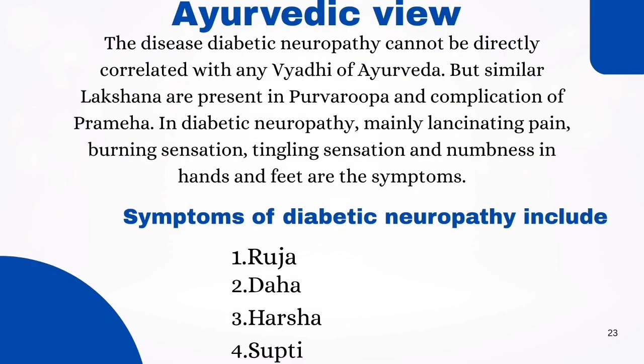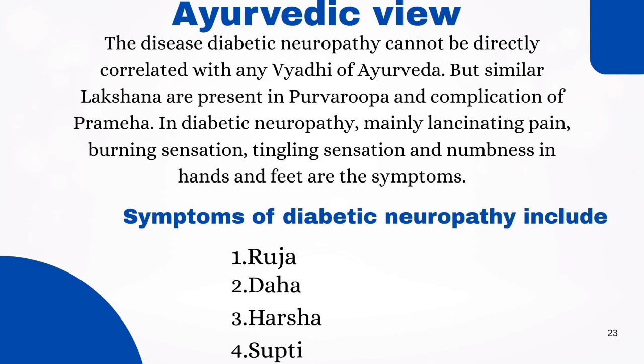Ayurvedic view. The disease diabetic neuropathy cannot be directly correlated with any Vyadhi of Ayurveda, but similar lakshanas are present in Purvarupa and complications of Prameha. In diabetic neuropathy, mainly lancinating pain, burning sensation, tingling sensation, and numbness in the hands and feet are symptoms.